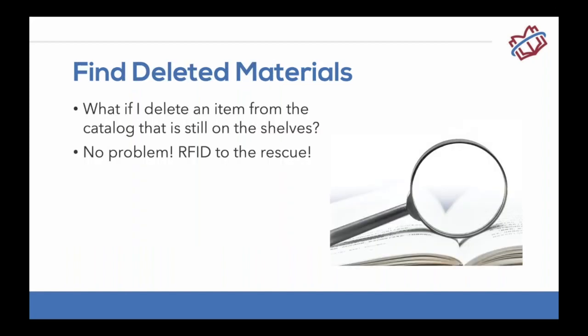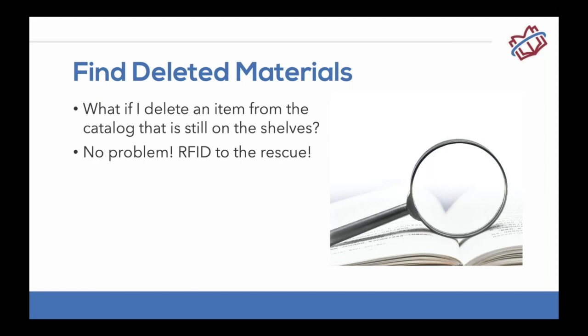So what if during your deletion process, you inadvertently delete a missing item that's still on your shelves? In our former barcode world, there was no way to find these items. Once they were removed from the catalog, they'll never appear on another report. They're gone. But with RFID and circTRAK, they're rescued on the shelves.